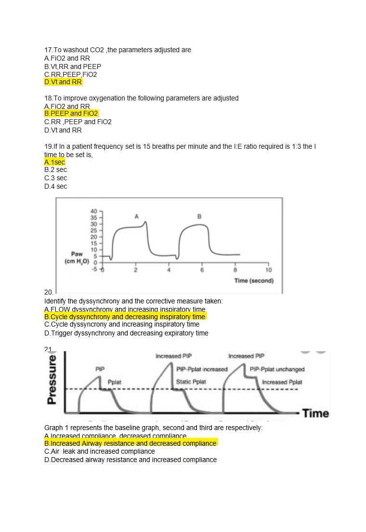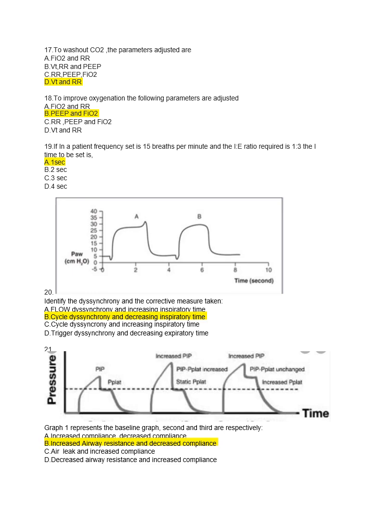It is a cycle dysynchrony, and what we can do is decrease the inspiratory time to overcome the cycle dysynchrony. There is flow dysynchrony, cycle dysynchrony, and trigger dysynchrony. And here it is a cycle dysynchrony, and the corrective measure that can be taken to overcome this is to reduce the inspiratory time.